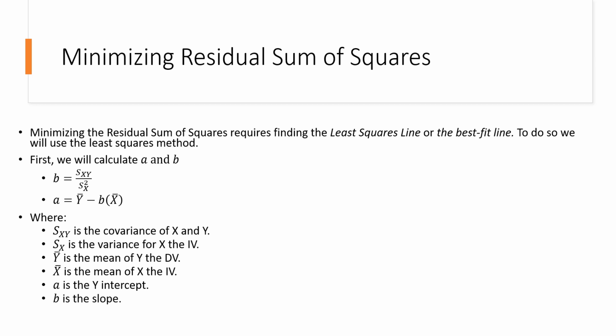b is going to be equal to s sub xy divided by s sub x, where s sub xy is the covariance of x and y, and s sub x is the variance for x, the independent variable. Y bar is the mean of y, the dependent variable. X bar is the mean of x, the independent variable. a is the intercept, and b is the slope. So these are the equations we're going to use in order to find that best fit line.